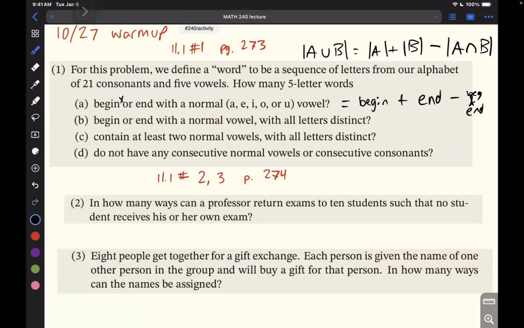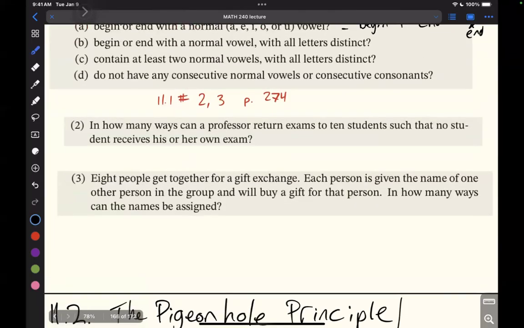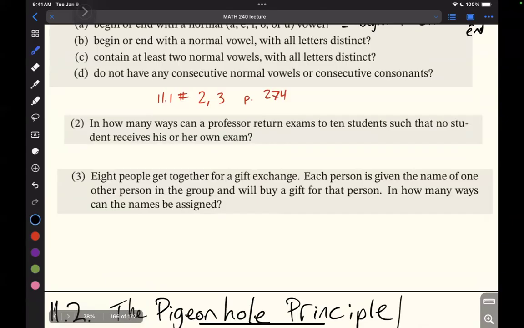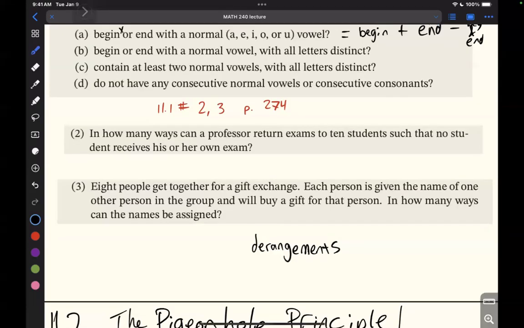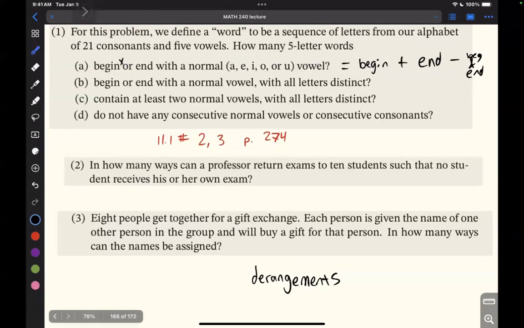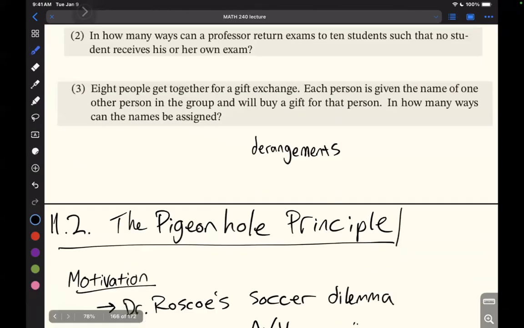And so B, C, and D, or if you can solve A, then B, C, and D is just variations. For 2 and 3, they're pretty much the same problem. I encourage you to look at derangements, which is an equation that we looked at last time. Any questions before we move on? Great.